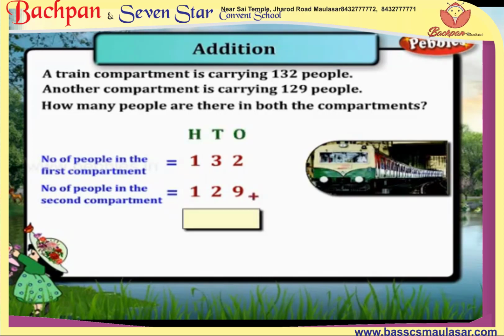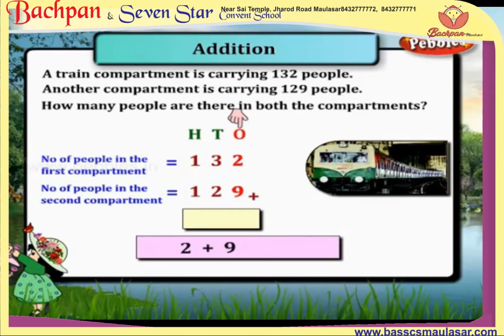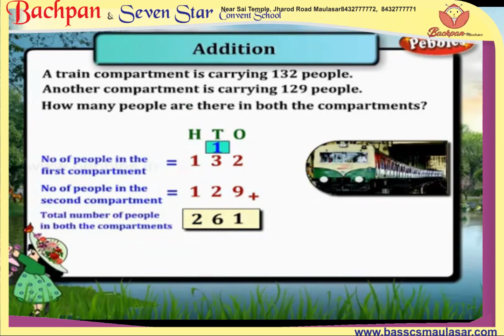129. By adding the ones, 2 and 9, we get 11. Write 1 in the ones column and carry over 1 to the tens column. Now add the tens. 1 plus 3 plus 2 is equal to 6. Write 6 in the tens column. Now add the hundreds. 1 plus 1 is equal to 2. So write 2 in the hundreds column. So total number of people in both the compartments is equal to 261.